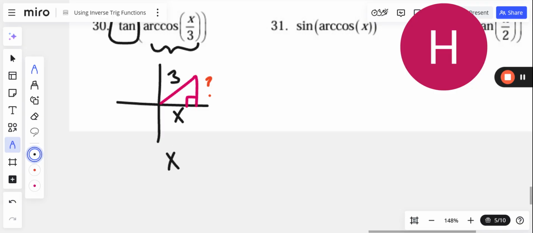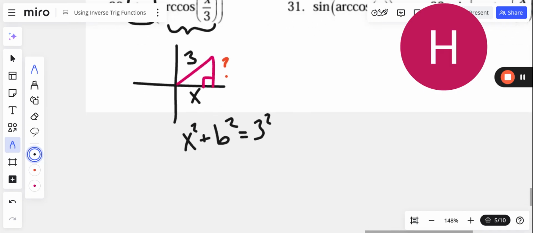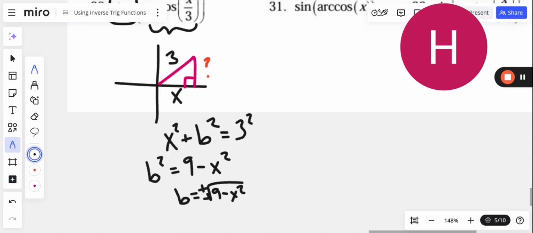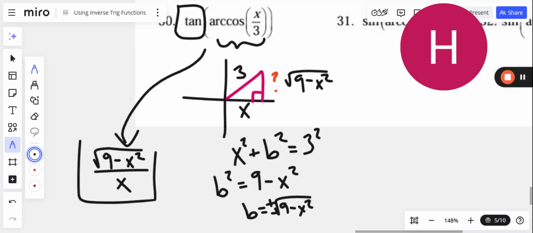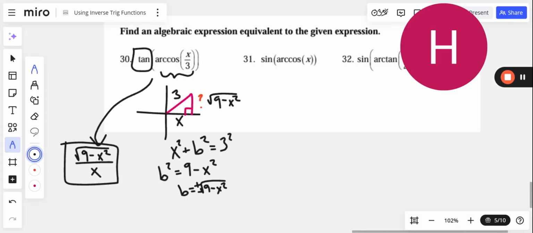We do not have the opposite here, it is missing. So we're going to say that x squared plus, I don't know, let's call it b squared equals 3 squared. And I'm solving for b here. So we have that b squared equals 9 minus x squared. And so b equals the square root of 9 minus x squared. We would get plus or minus technically. Whenever we solve an equation with the square root, we have to consider the plus or minus case. But since this is in the first quadrant, we know that this is just going to take the positive. So we have square root of 9 minus x squared. And therefore, the tangent of the arc cos of x over 3 is simply square root of 9 minus x squared, that's the opposite, over the adjacent. So it got really algebraic very quickly, simply because one of the side lengths is a variable, and we have to just keep it as that variable.